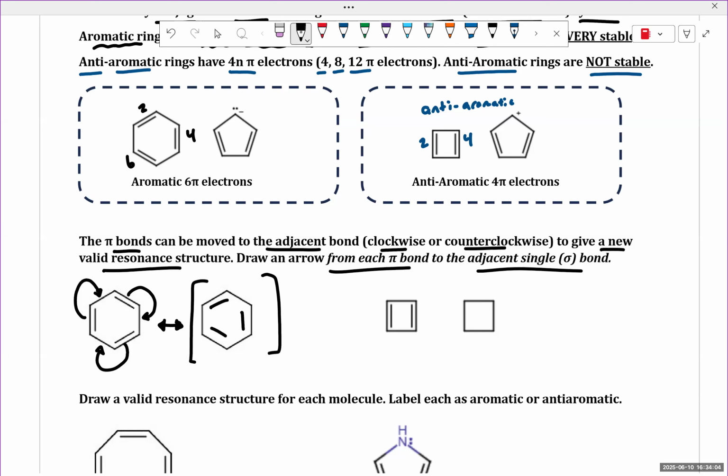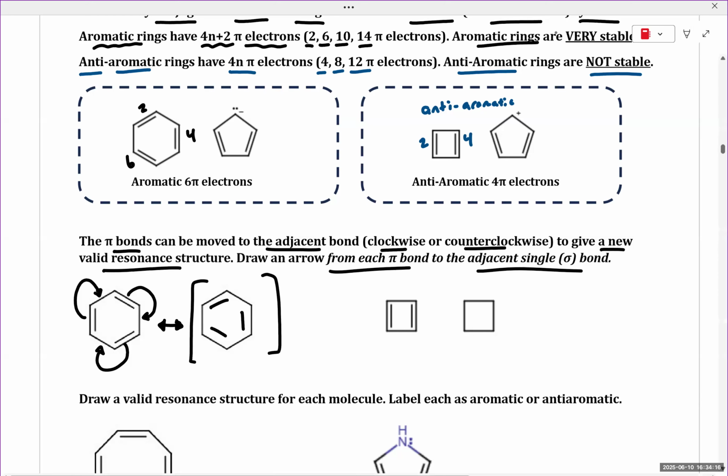One thing to note is when drawing resonance structures, you use these double-headed arrows and you put your resonance structure in brackets. Give an attempt to draw a resonance structure for this cyclobutadiene compound, and I'll give you a few moments to do that. So in this case again, we push our pi electrons one carbon over to generate a new set of pi bonds. And this is a valid resonance structure for this compound.